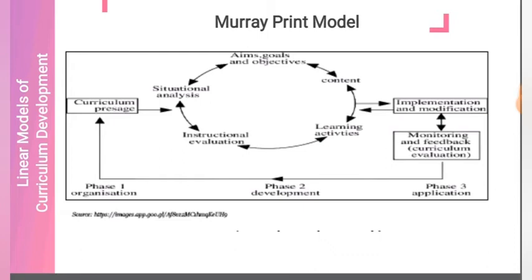The procedure is cyclical, which begins with a situational analysis and continues with aims, goals, and objectives, content, learning activities, and instructional evaluation, and then continuing to situational analysis again. The third phase includes the actual application that incorporates three major activities: implementation of the curriculum, monitoring and feedback from the curriculum, and the provision of feedback data to the presage group.